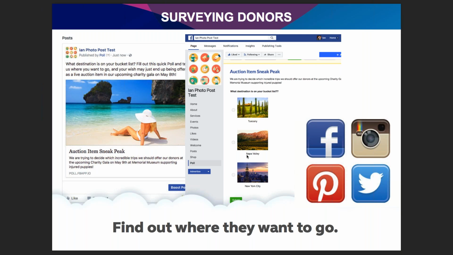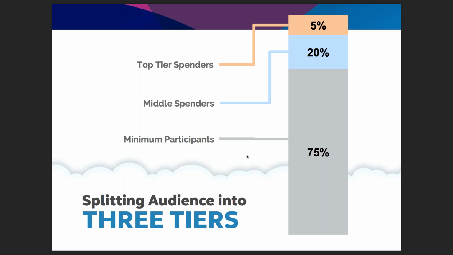You can do this on all the platforms: Facebook, Instagram, Pinterest, Twitter. Nowadays you have so many avenues to connect with your donors, and each of those should be used to start collecting data on them. So in terms of which auction items they want, find out where they want to go, find out what they want. You can offer auction item sneak peeks. Just a great tool for collecting data.